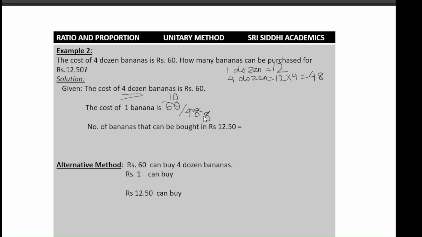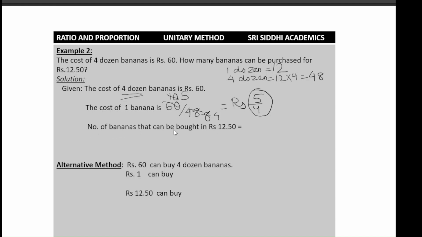So 6 tens are 60 and 6 eights are 48. 2 fives are 10, 2 fours are 8. I leave this cost of one banana as a fraction. I won't change it to a decimal. I can change, not a problem, but here I will check if keeping it as a fraction will be easier to calculate in the next step.